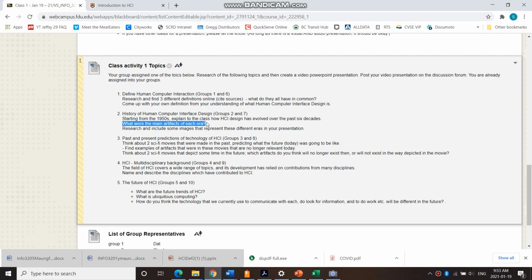So if you start from the 50s, maybe you can think of the big mainframe computers. As time passes by, you can think of things like mouse or keyboards, floppy disks, things like that. And what are the artifacts that are present now. So research and include some images that represent these different eras in your presentation. So we just want to see an evolution of technology to do with HCI over the past 6 or 7 decades.